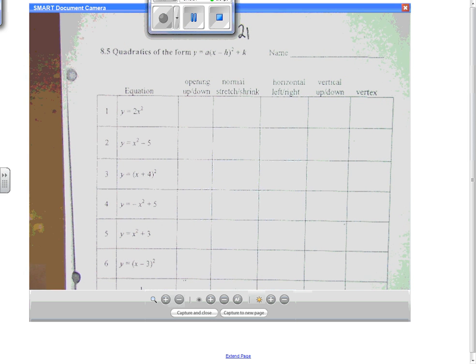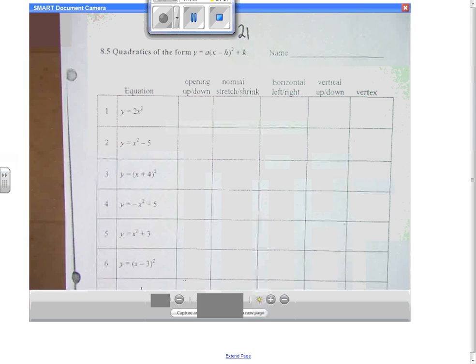I have your course notes 21 open in front of me, 8.5. I would love to do a couple of those together. Get you to start with that before you go on to the textbook, page 145. Course notes 21 gives you the equation and asks you for some of the key features.